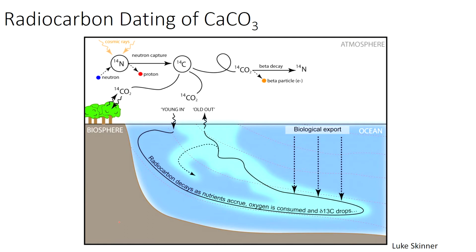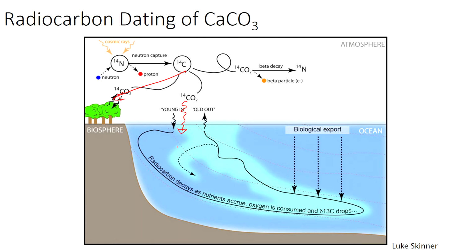So if that carbon dioxide gets taken up into a tree, this root here, by photosynthesis, that radiocarbon will be incorporated into the wood of the tree, and no more carbon will be added in subsequent growth. So the radiocarbon will continue to decay, and we could use the decay of that radiocarbon to work out how old the tree is.